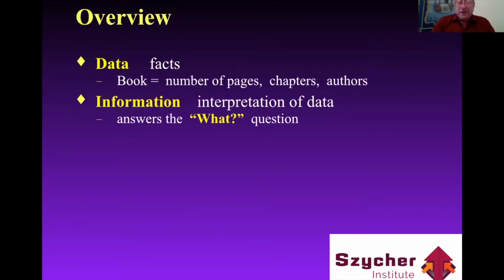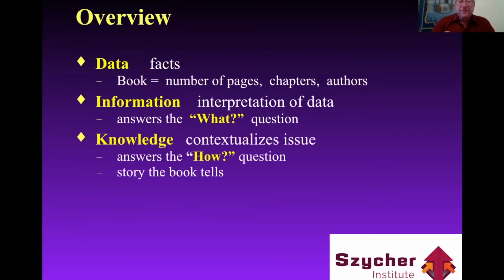Now, what about information? Information is when you start interpreting the data. And in this particular case, it answers the what question. The what is, what kind of a book is it? What is the title? What is the subject matter of the book? That would be information.